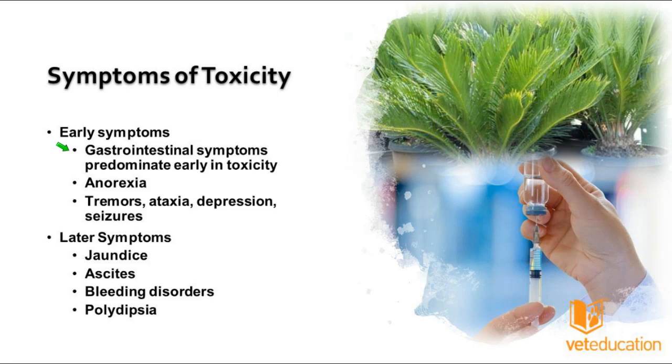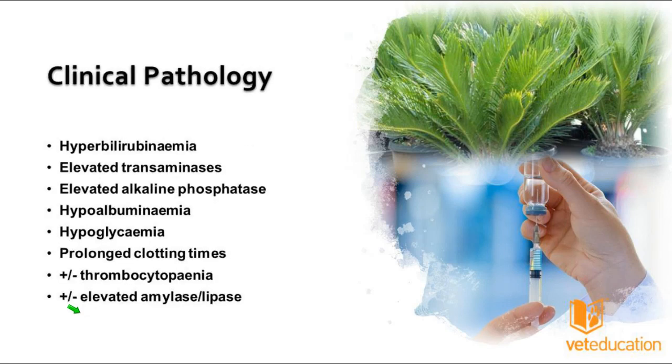Over a period of a few days, these patients can then develop progressive liver dysfunction that can result in the presence of ascites. These patients can develop bleeding disorders, and I'll talk about that a little bit more later on. And in the, I suppose, not the induction phase of their illness, but perhaps the maintenance and recovery phases, these patients can become quite polydipsic as well.